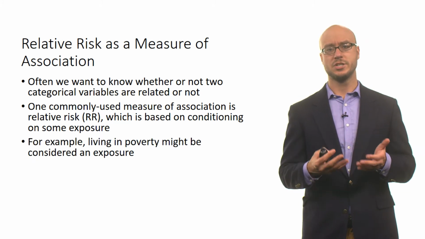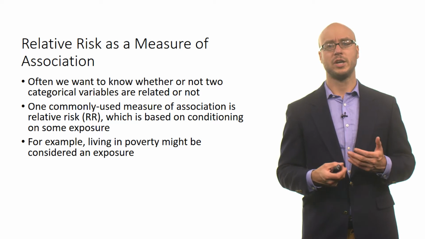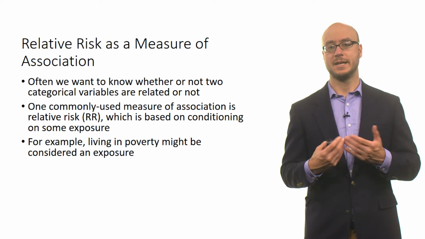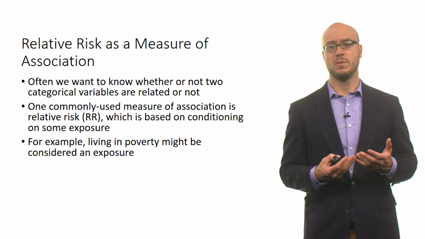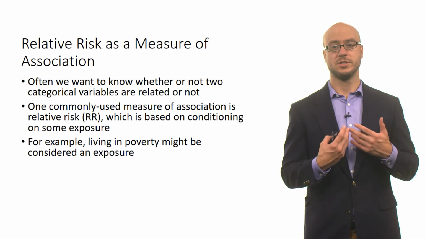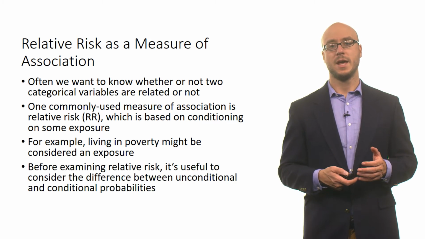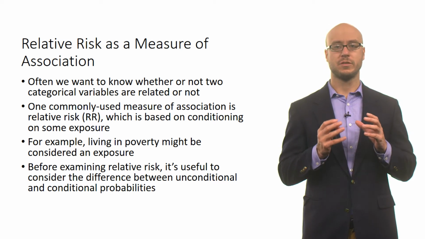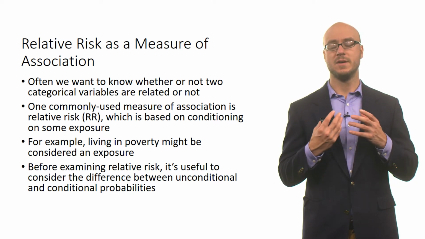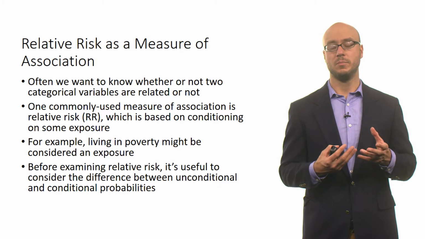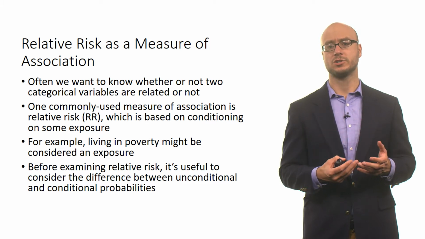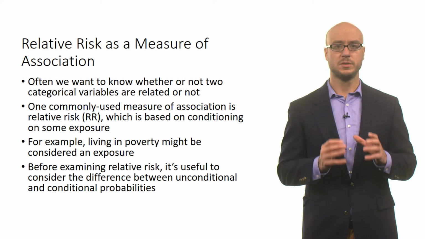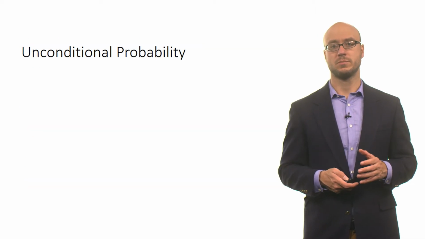The idea is that you're conditioning on some exposure and you're looking at some outcome variable. The exposure might be something like secondhand smoke, but also an exposure might be some sociological condition such as living in extreme poverty. And before we really look at relative risk, we should talk about what it means to have some kind of conditional probability and how that's different from an unconditional probability. The reason is that relative risk as a measure of association is built on conditioning, on conditional probabilities.